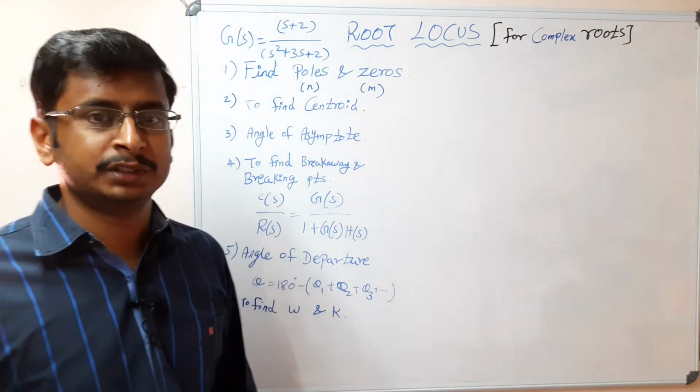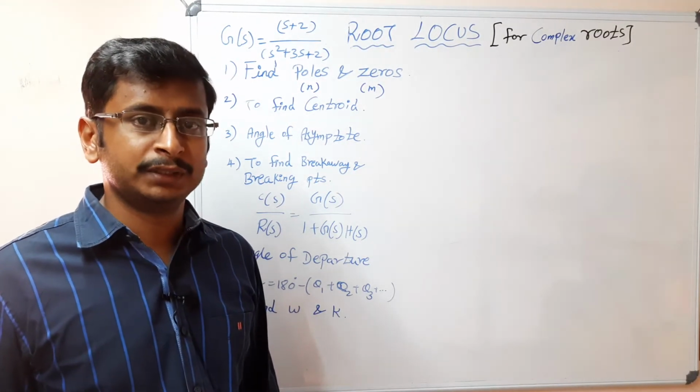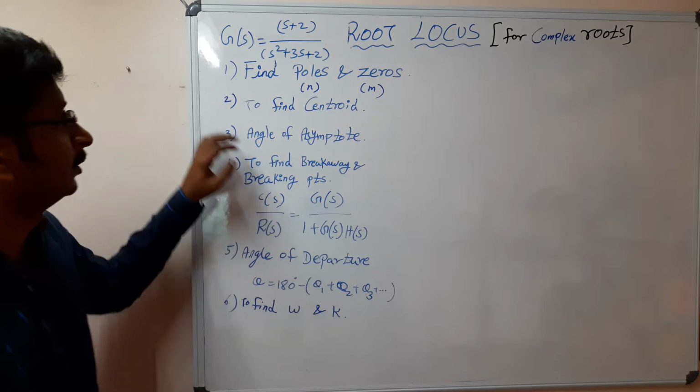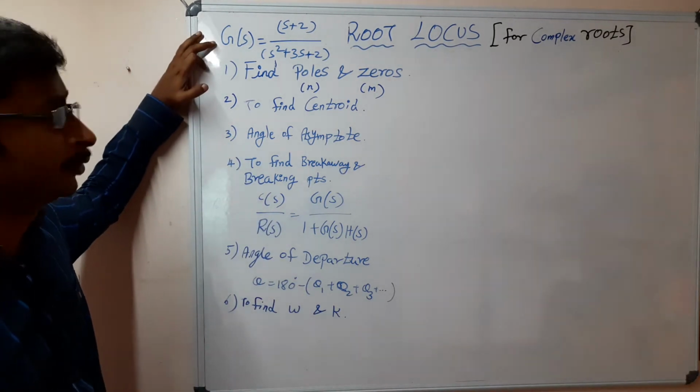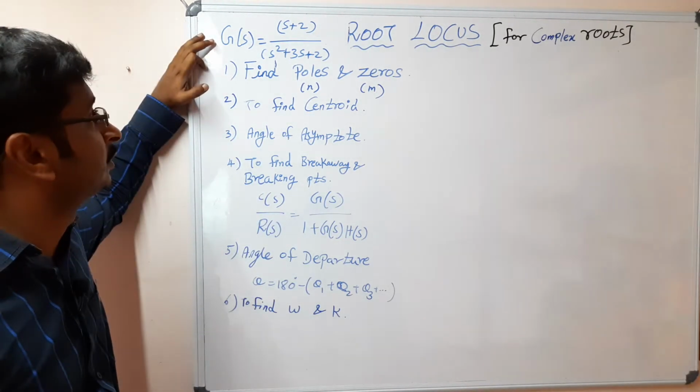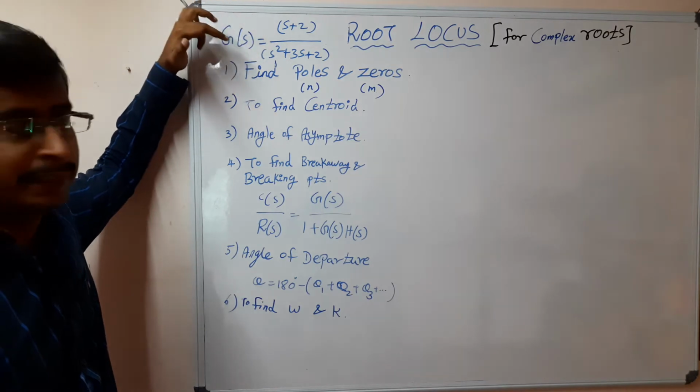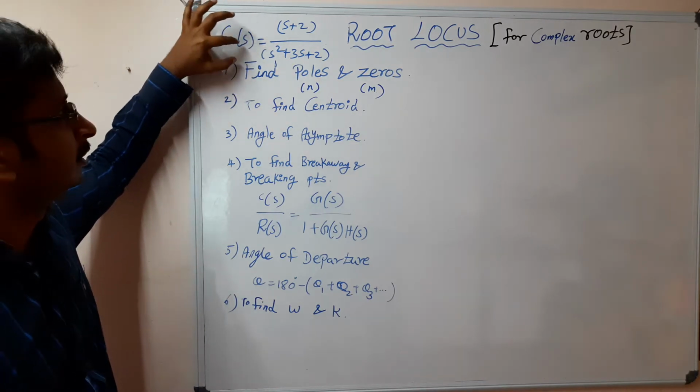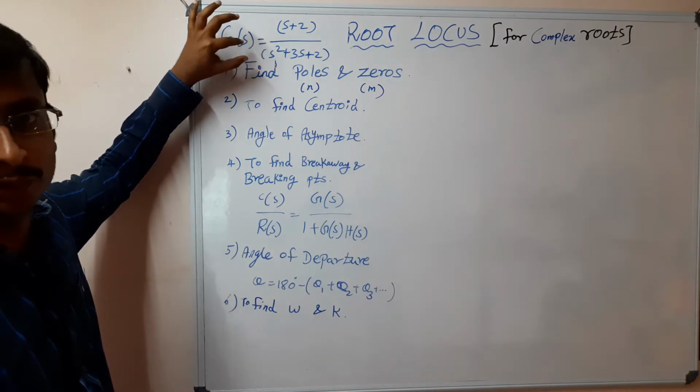See the design procedure of root locus for complex roots. Step number 1, let me assume this as my open loop transfer function G(s), which is equal to (s plus 2) divided by (s square plus 3s plus 2). For this complex roots, how are you going to plot your root locus?